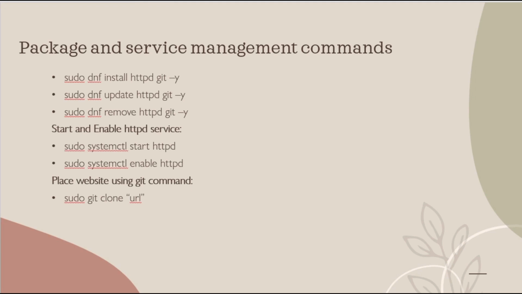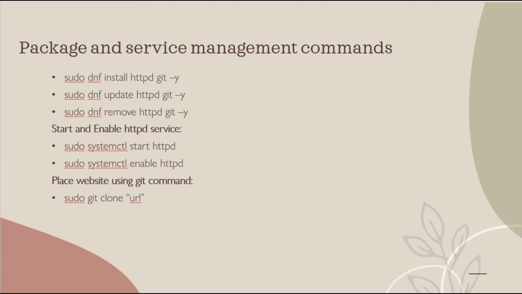If you want to install the Apache web server, use the install command, or to update, use the update command, or to remove, use the remove command. Here httpd indicates the Apache web server. Basically, a web server is used to host web applications. And git indicates the code repository, which means it is used to track the code and clone repositories also. And -y indicates that it will install the Apache web server without asking for permission, so the y indicates yes.